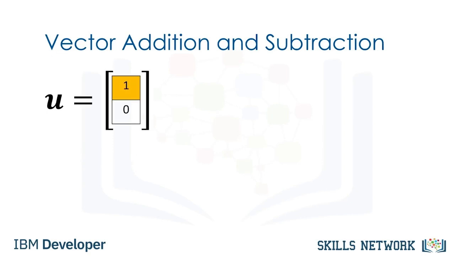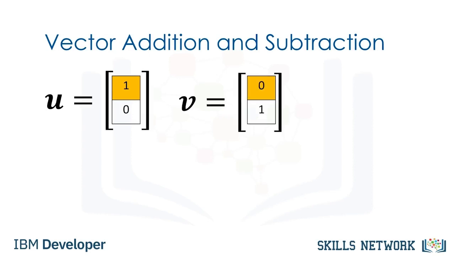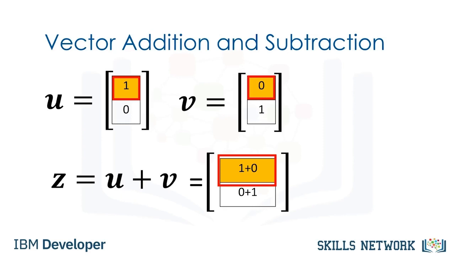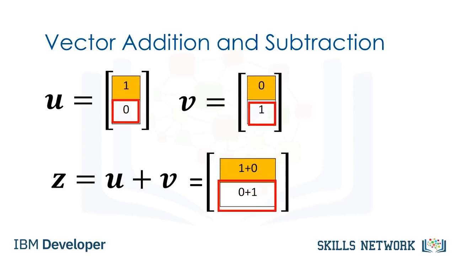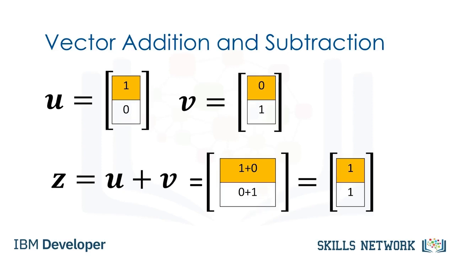Consider the vector U with 2 elements. The elements are distinguished by the different colors. Similarly, consider the vector V with 2 components. In vector addition, we create a new vector, in this case Z. The first component of Z is the addition of the first components of vectors U and V. Similarly, the second component is the sum of the second components of U and V. This new vector Z is now a linear combination of the vectors U and V.